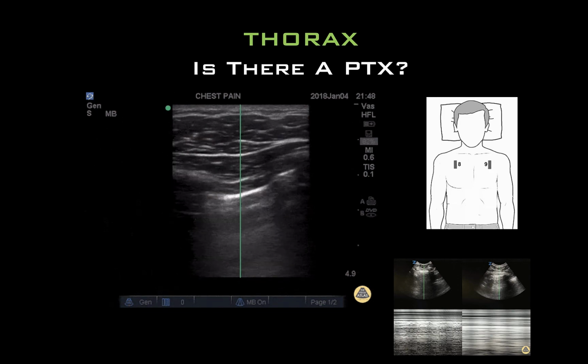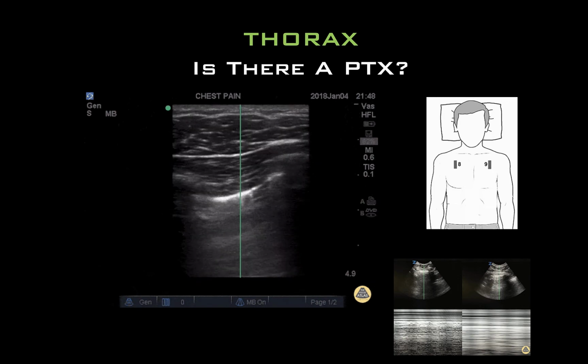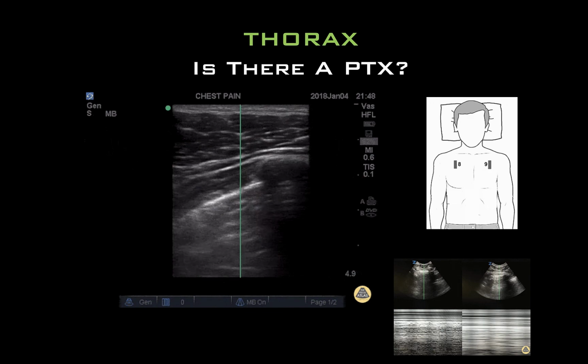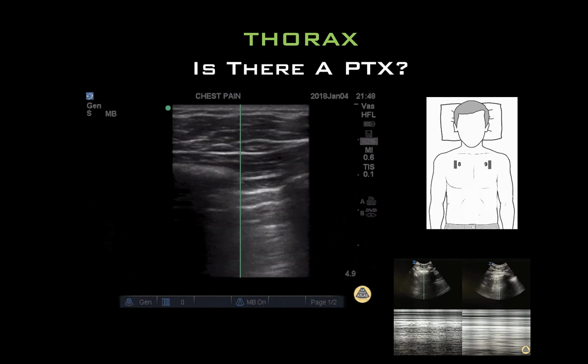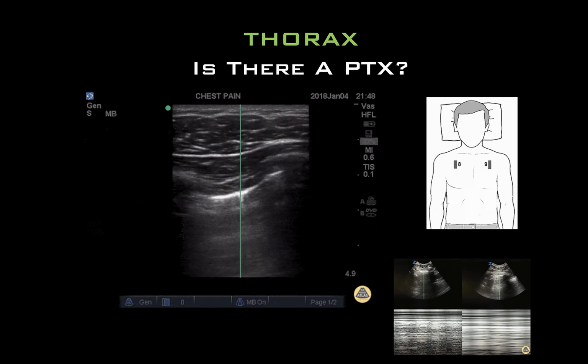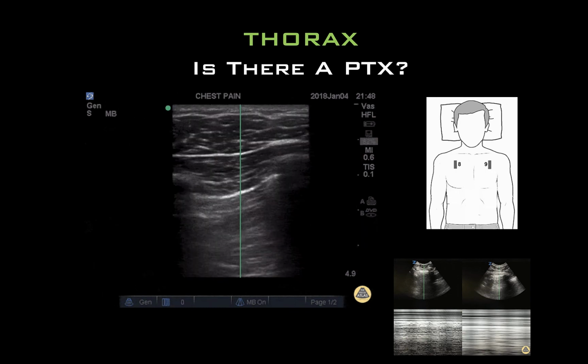Here is an example of a patient who developed hypoxia and hypotension following an exacerbation of his asthma. The initially interrogated interspace demonstrates lung sliding, and in the adjacent cephalad interspace, there is absence of sliding. This junction is the lung point, which is pathognomonic for a pneumothorax, as you will recall. In this case, the thoracic ultrasound was paramount in prompt diagnosis and immediate management.